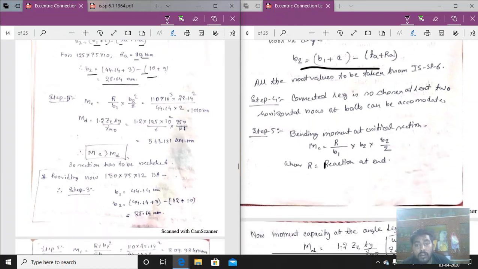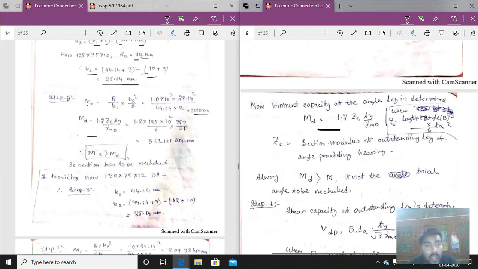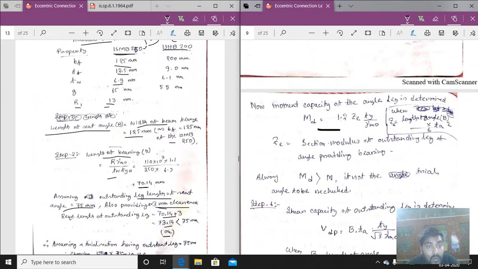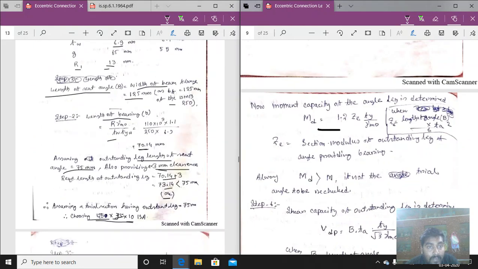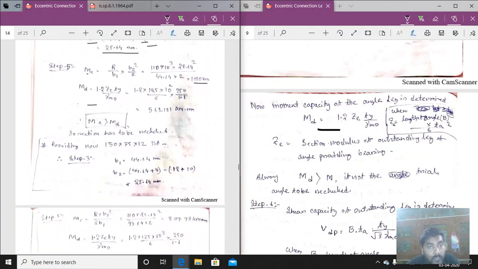Now coming to the bending moment at the critical section. So step number 5, MC, that is the bending moment at the critical section, equals W by B1 into B2 square by 2. Putting all the values, it is coming to 1010 kilonewton meter. MD, that is the design moment capacity, equals 1.2 Z fy by gamma m0. Z is equal to B into TA square by 6, where B is the length of the angle we have taken, 125 mm, and TA is the thickness of the angle. Putting all the values, we are getting 568.181.